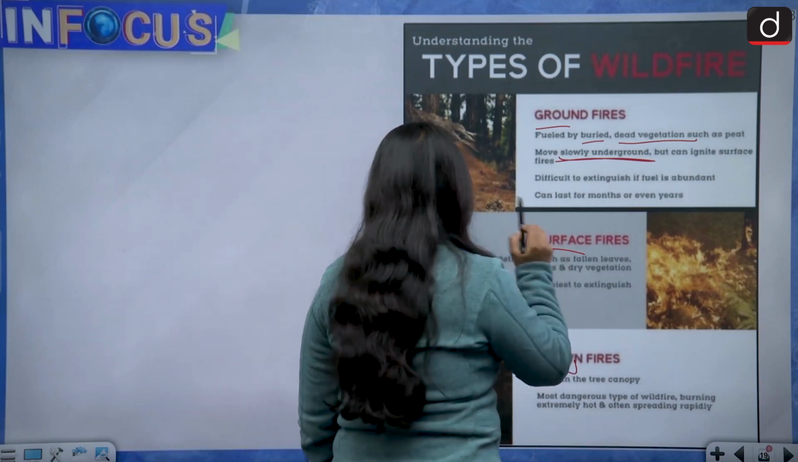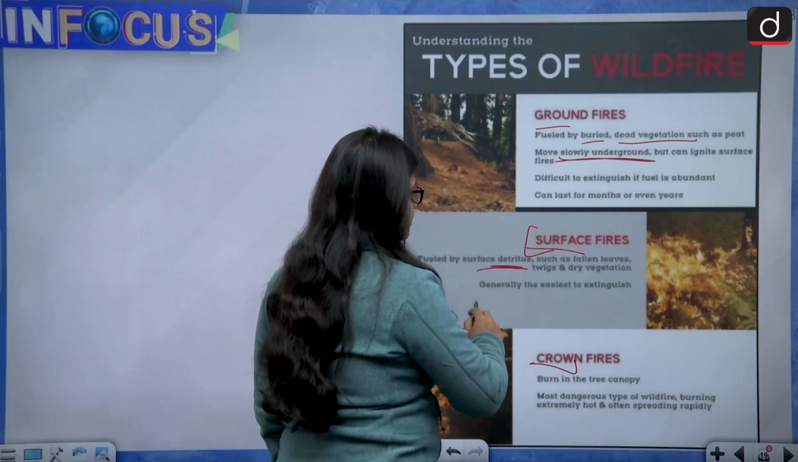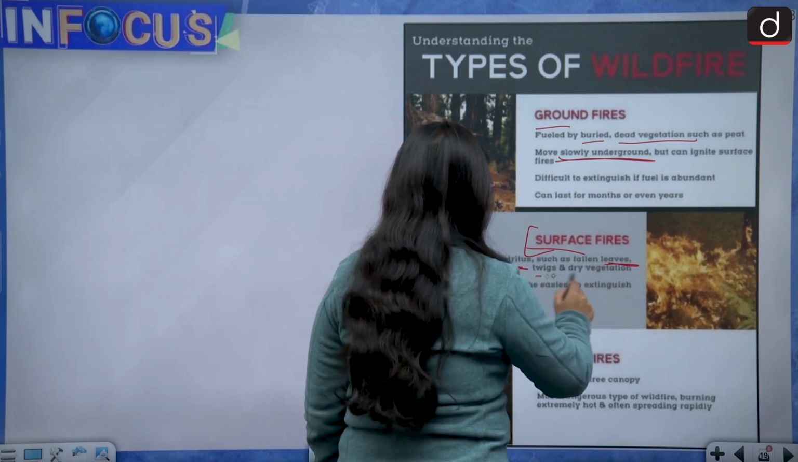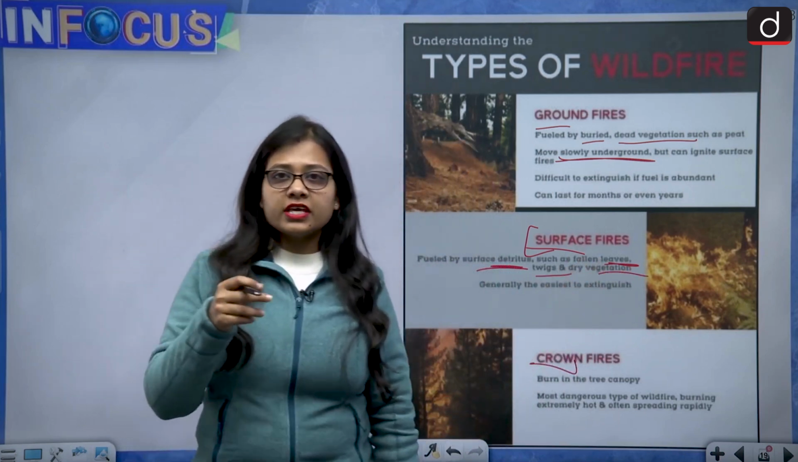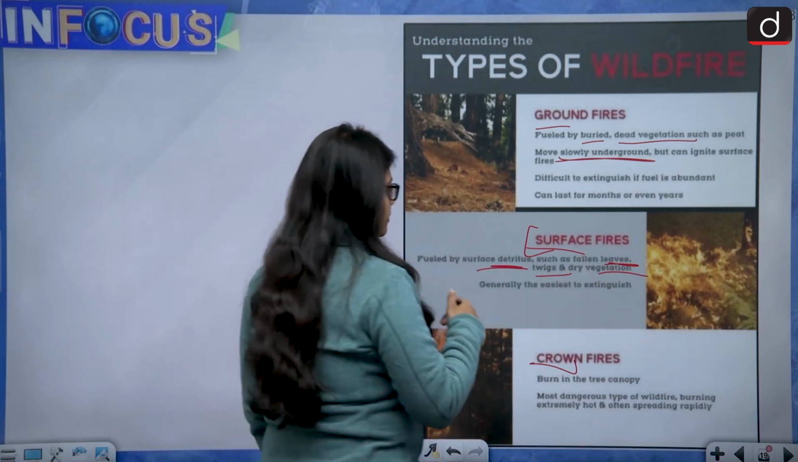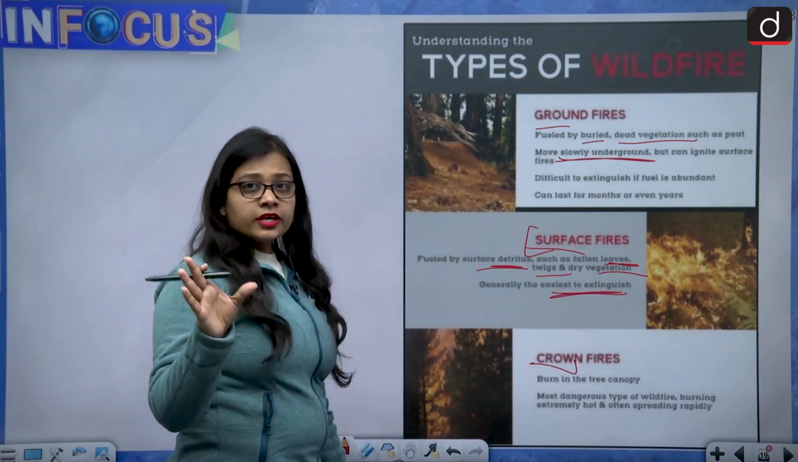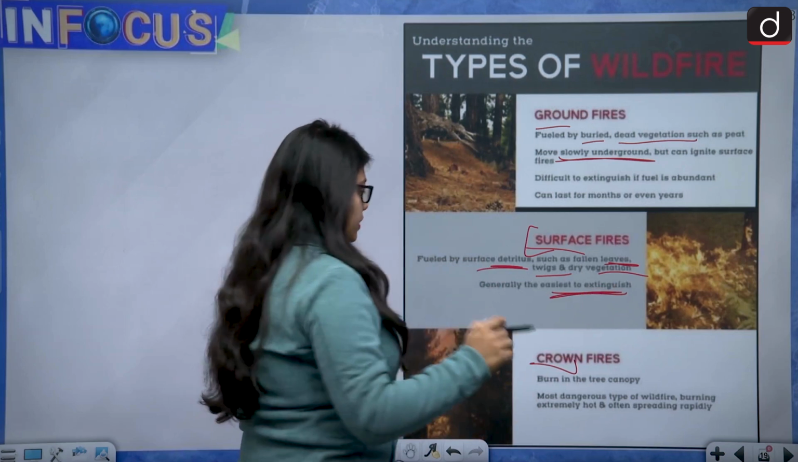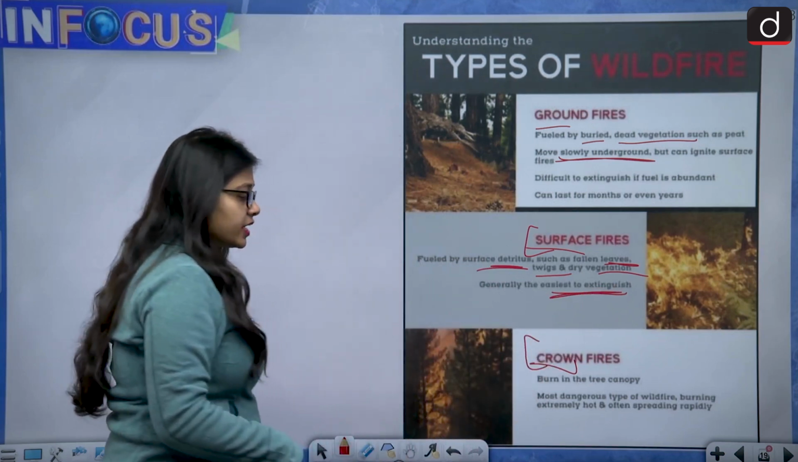Then comes the surface fire. It is fueled by surface detritus such as fallen leaves, twigs and dry vegetation. And dry vegetation catches fire very easily. And it is generally the easiest to extinguish. So it gets extinguished also easily. Then come the crown fires. They burn in the tree canopy.